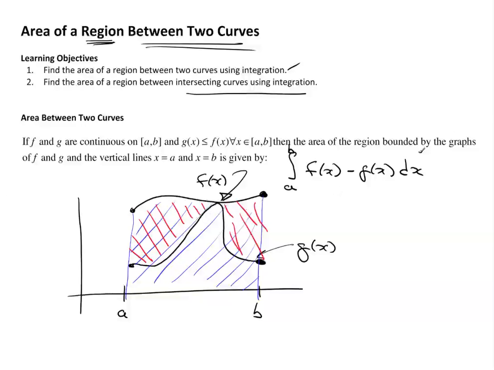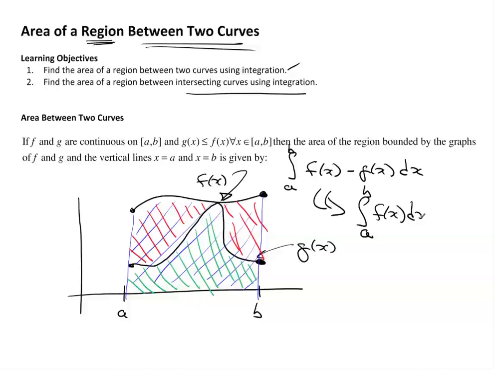So in order to get that area, I'm going to have to subtract off this bottom piece. And this bottom piece is in fact the integral from a to b of g of x. So if I think of it this way, I could actually rewrite this as the integral from a to b of f of x dx minus the integral from a to b of g of x dx. And that's exactly the way I explained it.